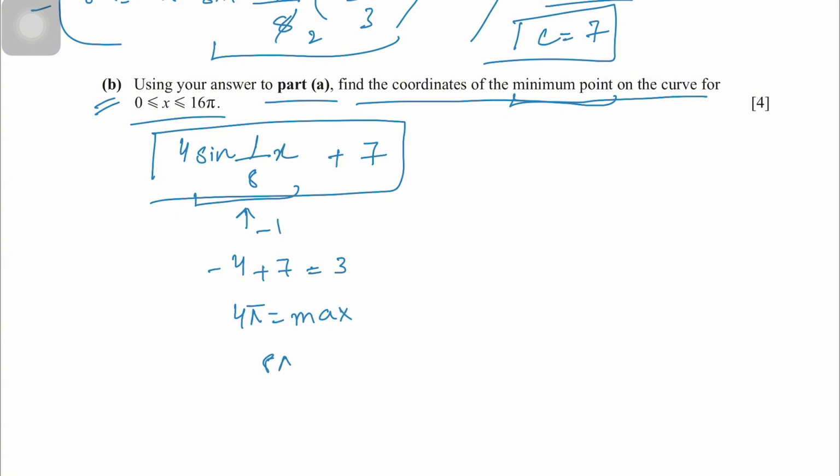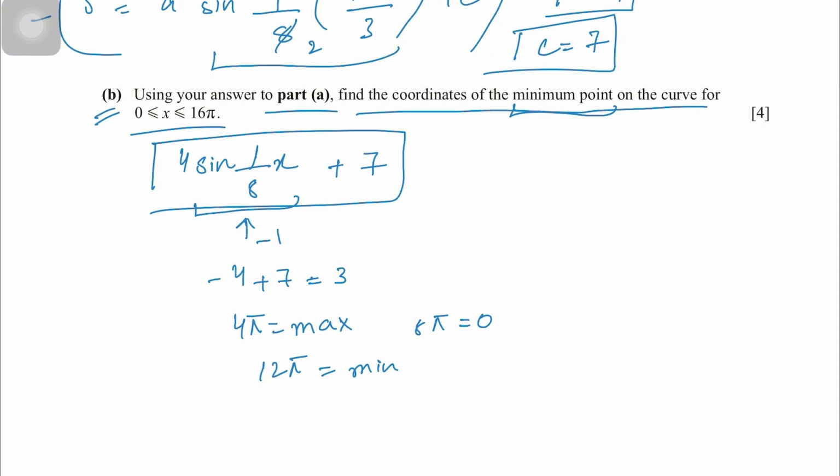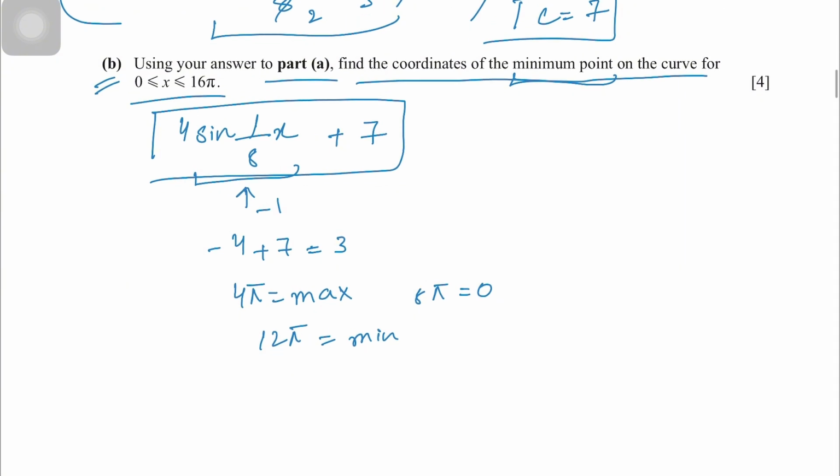It would be 0 at 8 pi, and 12 pi will have the minimum value. 8 pi will have 0, since we can plug in over here, so this would be pi, and sine pi is 0, and this would be 7 basically. We can write it as 7 as well. 8 pi would be 7.